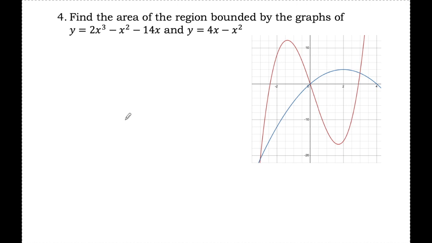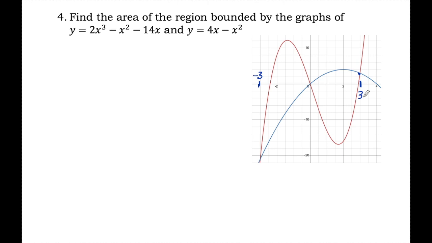For number 4, we're looking for the area bounded by the graphs of 2x cubed minus x squared minus 14x and 4x minus x squared. This is more of an example that you would probably have a calculator for, just so that you can really see what's going on with these two graphs. I have an intersection point at x equals 0. I have another intersection point at x equals -3. And this last intersection point is at x equals +3.